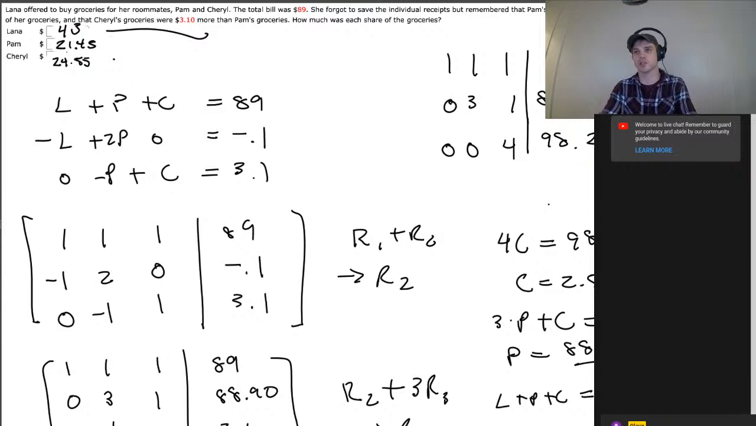Even. Okay, so let's check this. If I add these all up, they equal 89. Pam's groceries are 5 cents cheaper than half of Lana's. So half of Lana's is $21.50, and 5 cents cheaper is $21.45. So that worked out. And then Cheryl's groceries are $3.10 more than Pam's. That also works out. So these are the correct answers. Lana is 43, Pam is 21.45, and Cheryl is 24.55.